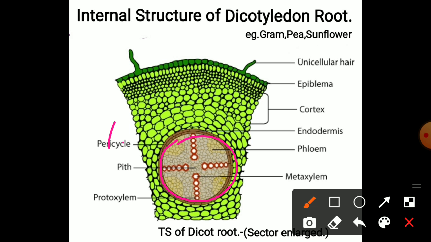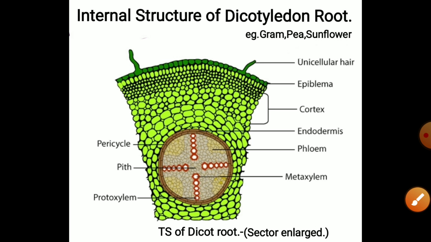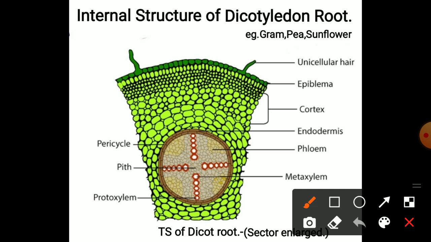This surrounds the conducting elements, so we can call it a pericycle. One row of unicellular parenchymatous cells composes the pericycle, and it surrounds the conducting strands, xylem and phloem, which are located inside it. Now, the core part of the root is the vascular part, where there is xylem and phloem over here.